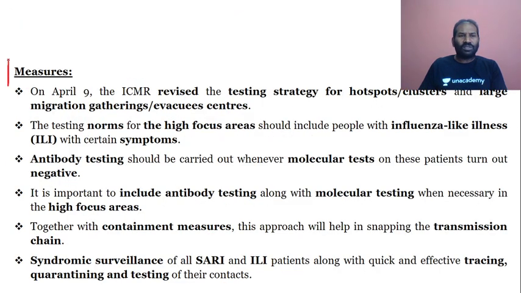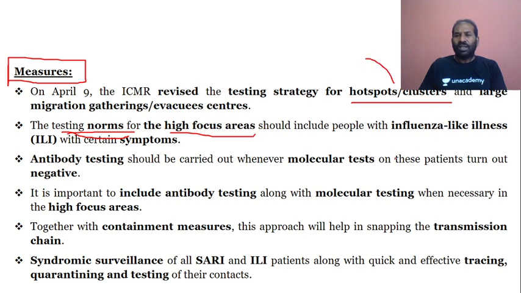And what are the measures we need to look at? We have to identify the hotspots or the clusters, and make sure there is more testing. Especially the testing has to be in the high focus areas, that is the hotspots, and they have to test the people who have influenza like illness. Again, this is very important from a prelims point of view. This is called ILI. So testing now has to be done on the hotspots, focusing on the high focus areas, and on people with influenza like illness.